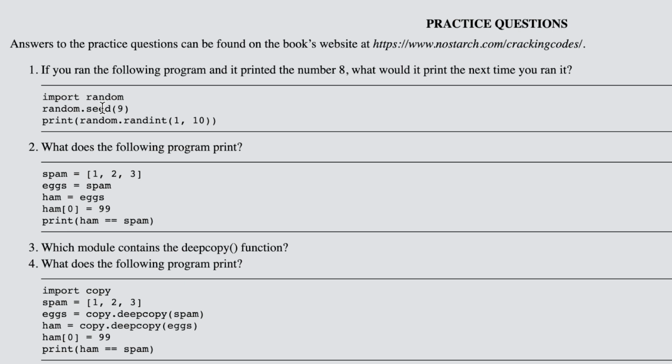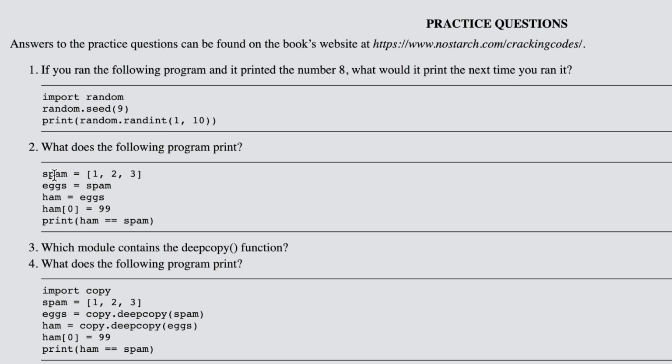But since we're using that seed function here, and we had the number 8 before, then if you run the same code again, and you're using the same seed again, we should get the exact same output. So again, we would get number 8 printed out to us. Now next up, the second question is, what does the following program print?